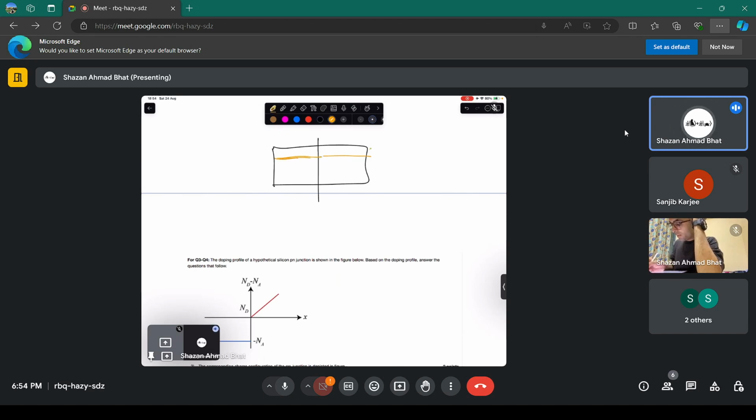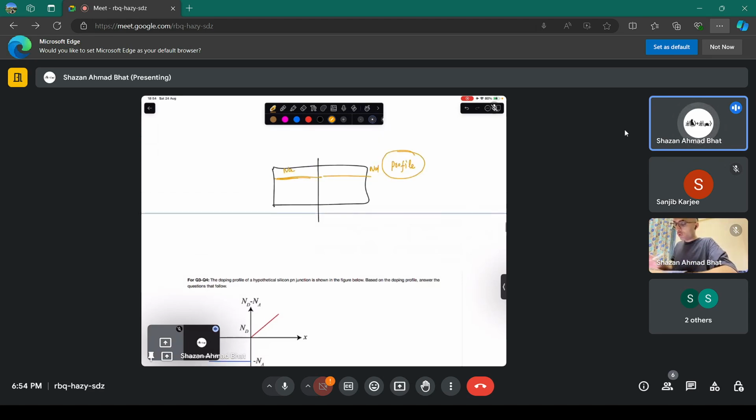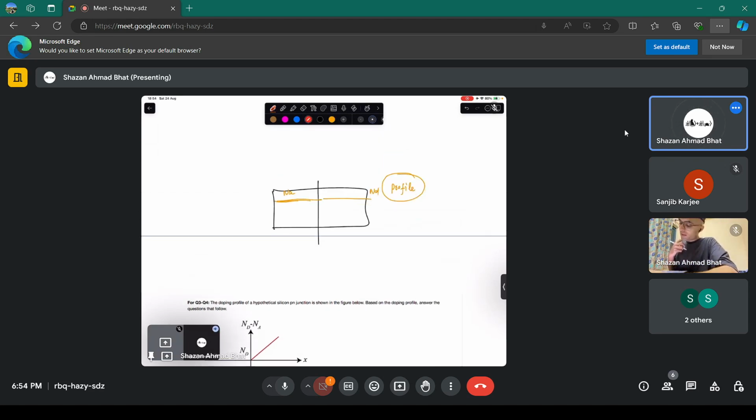Same doping throughout. That means Nd and Na are equal. The word profile particularly means the shape of that particular doping, how you are going to place those dopants inside. Just like I showed, if you dope uniformly, it means there is uniform doping present throughout. There is no weird shape of the doping.